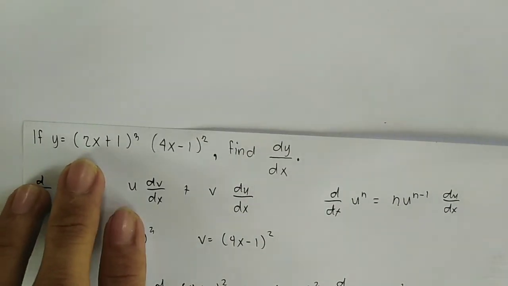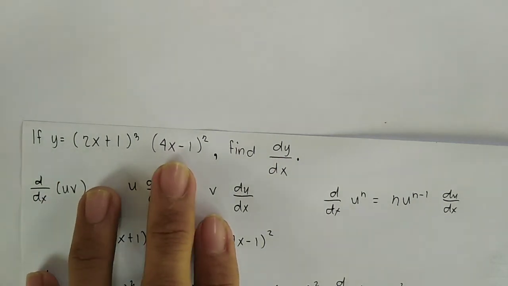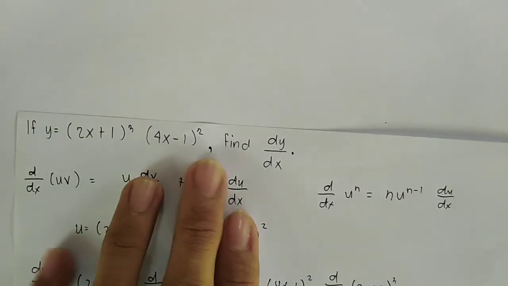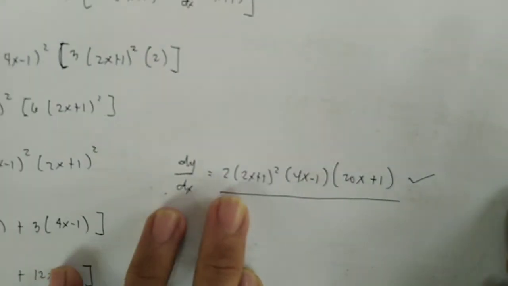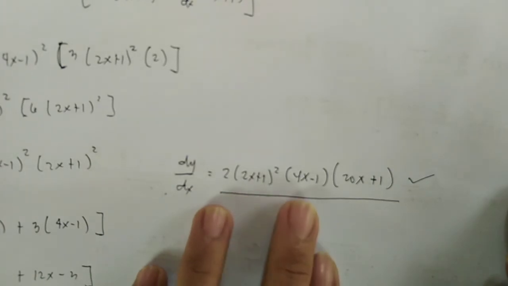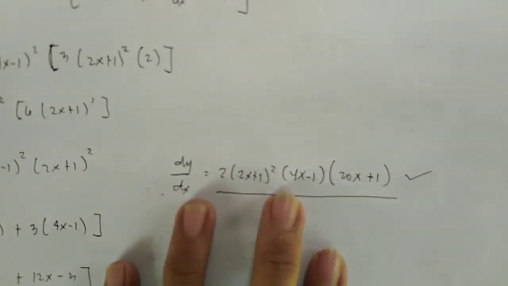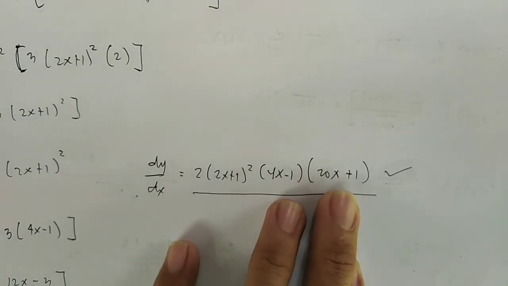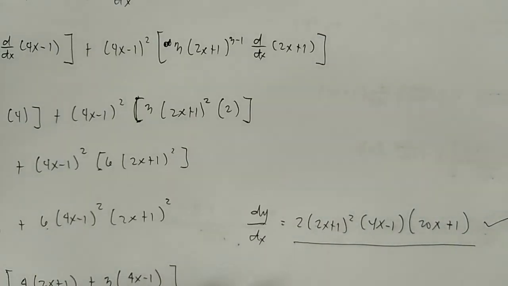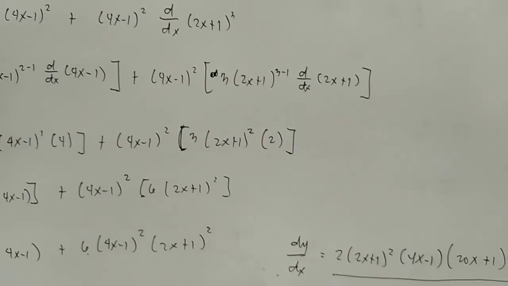The given function is defined by y equals the quantity of 2x plus 1 to the power of 3 times the quantity of 4x minus 1 to the power of 2. So the derivative of the function y is equal to, again, 2 times the quantity of 2x plus 1 to the power of 2 times the quantity of 4x minus 1 times the quantity of 20x plus 1. So that's all for this example, guys.